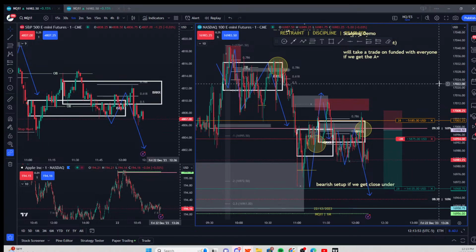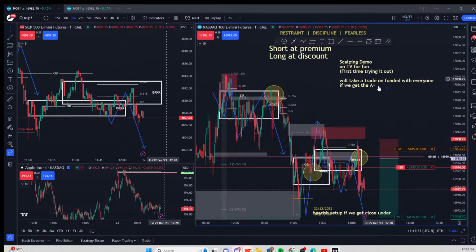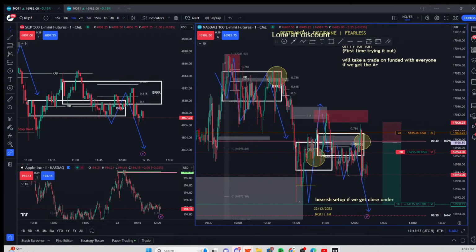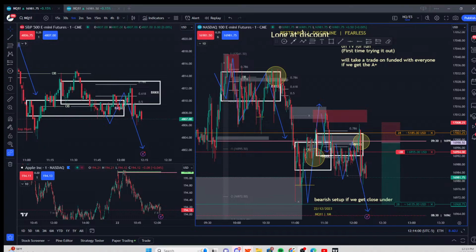Why trade on demo? First time messing around with TradingView for one, and then two, just holiday Friday, which is a holiday over the weekend.